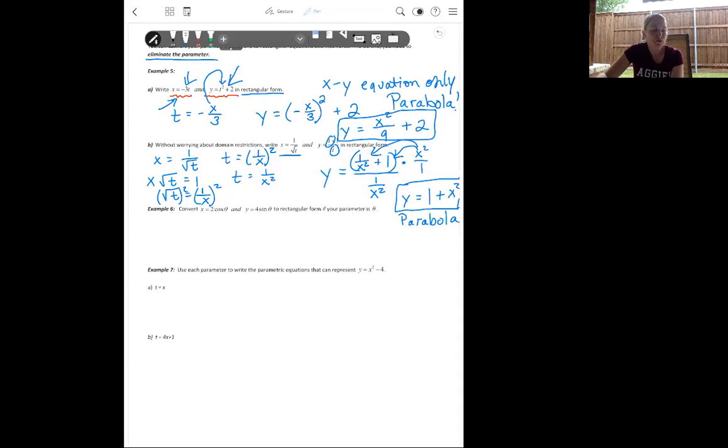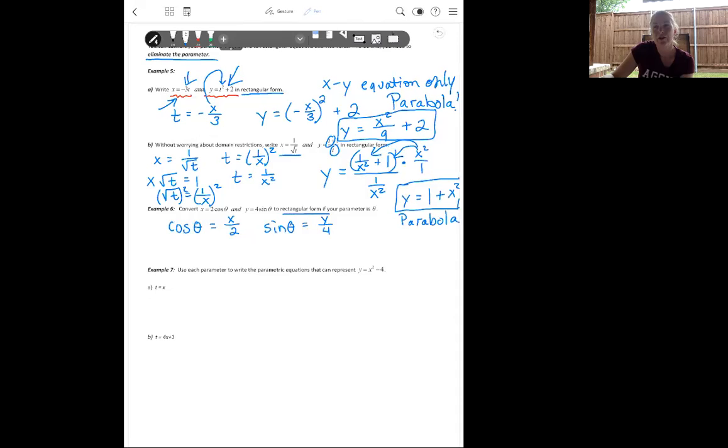Example 6. This one's a little bit different. We need to convert x equals 2 times cosine theta and y equals 4 times sine theta to rectangular form, if your parameter is theta, where theta is our angle measure. Okay, so let's look at this. X equals 2 cosine theta. If I solve that for cosine theta, then I have cosine of theta equals x over 2. Y equals 4 times sine theta. If I solve it for sine of theta, sine theta equals y over 4.